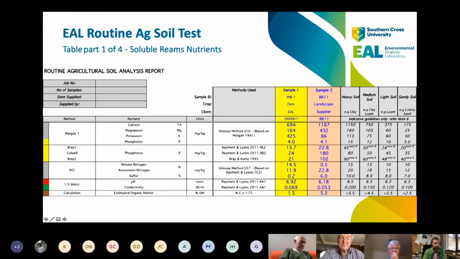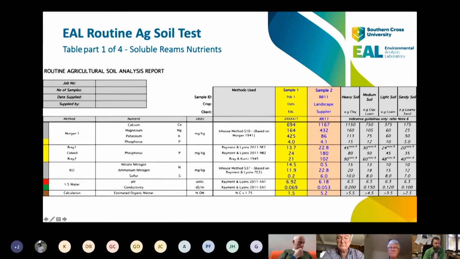Nitrate and ammonia, obviously in your landscape there, it's very low nitrate, but as I said, you can have some conversion if you've got biological activity to convert ammonia nitrogen into nitrate.